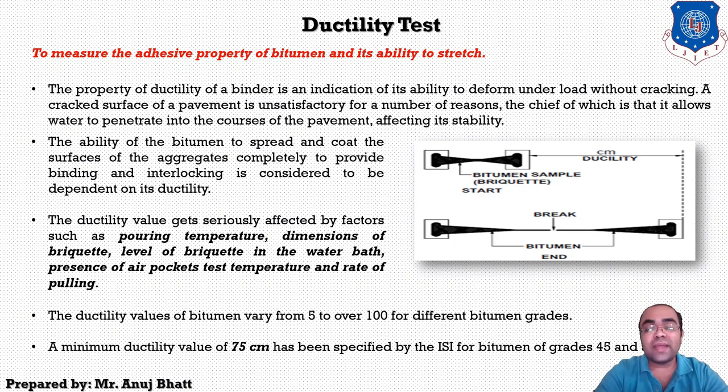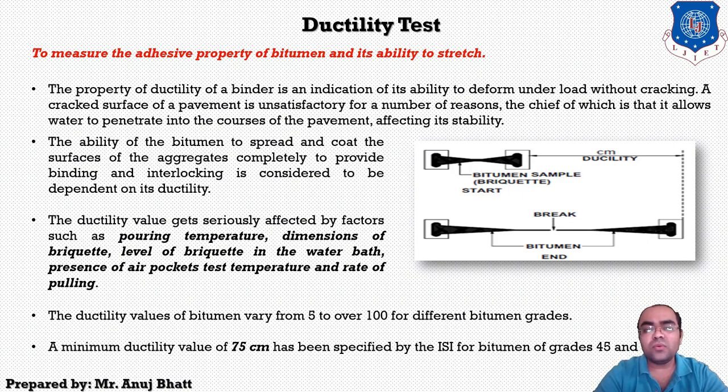The ductility value gets seriously affected by factors such as pouring temperature, dimensions of the briquette, and level of the briquette, that is the bitumen sample, in the water bath. The presence of air pockets, test temperature, and the rate of pulling all affect the value of ductility. The ductility values of bitumen vary from 5 to over 100. For different grades of bitumen, a minimum ductility value of 75 centimeter is generally accepted by the ISI for bitumen of grade 45.